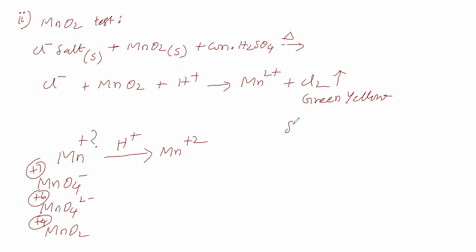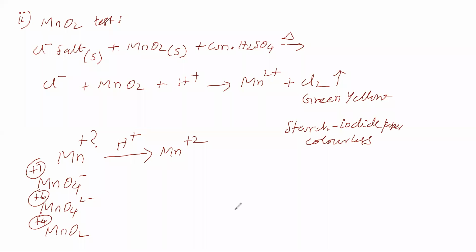This gas is passed over starch iodide paper. This starch iodide paper is colorless. Starch is colorless, iodide also colorless. How to prepare starch iodide paper?